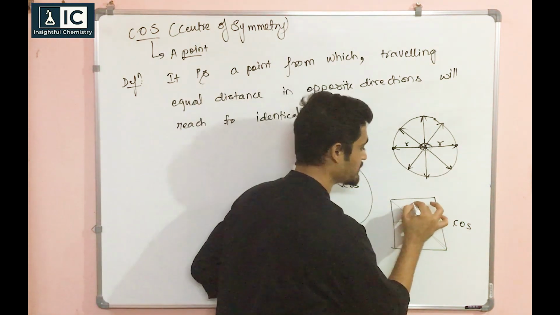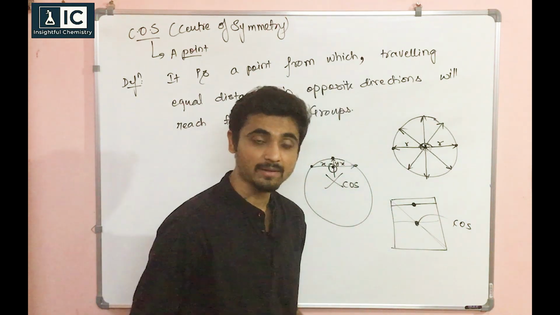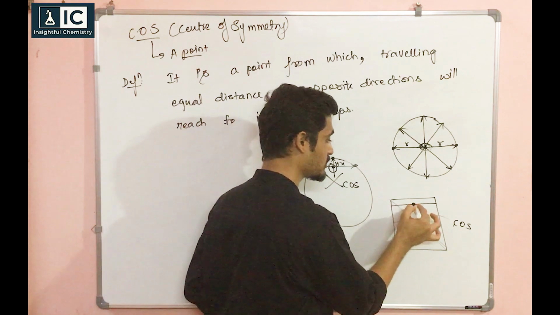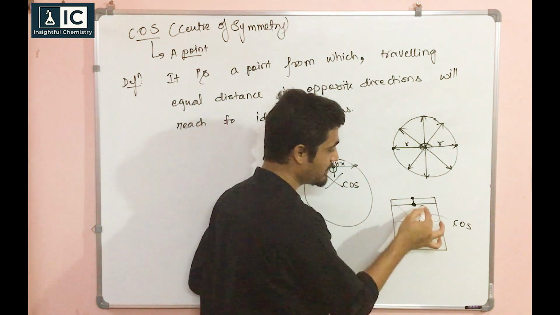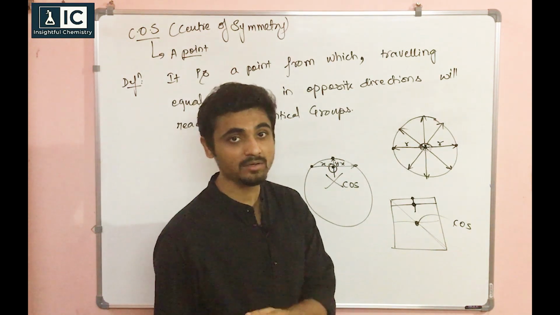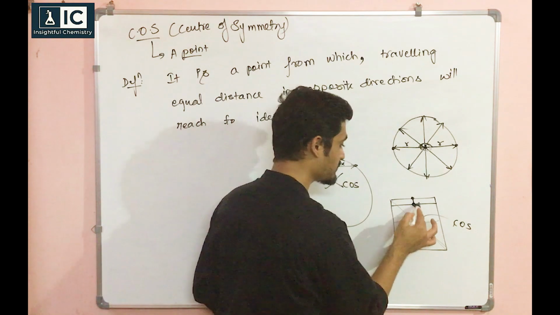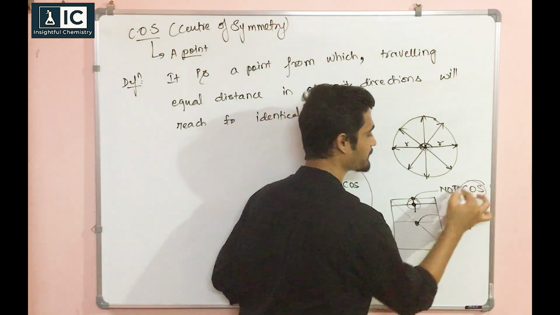So you can say, sir, I'm going left, right side, I'm getting a point. Going left side, I'm getting a point. But then you have to check all directions. Go above, here I am getting a point on that square, but if I go below, nothing is there. So one direction failed, totally failed. So therefore this one is not a COS.